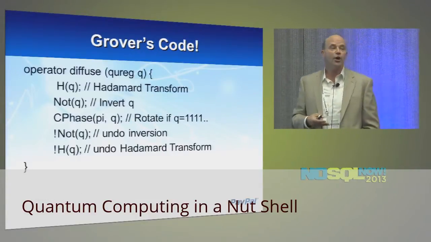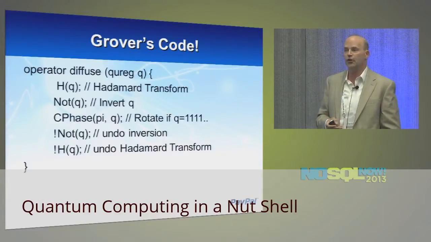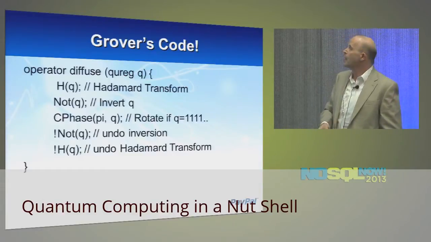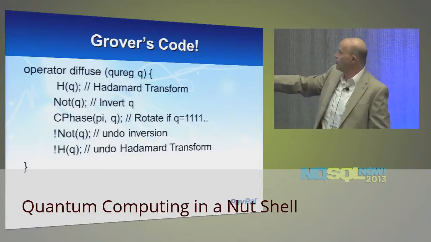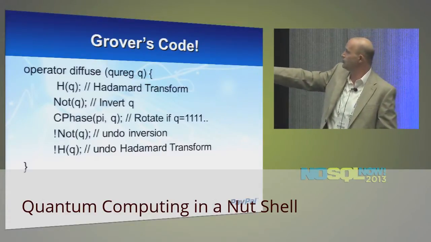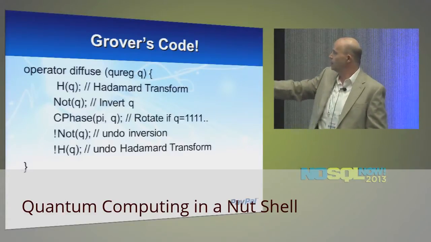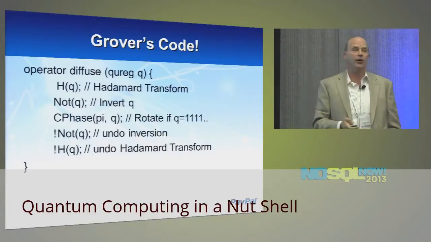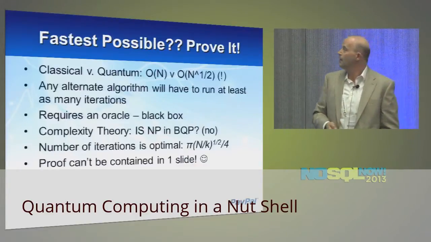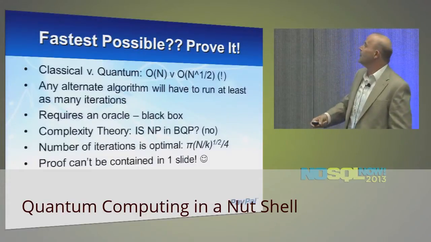If you wanted to write code for this, there's multiple languages out there. I use QCL for most things. This is an example of QCL for Grover's algorithm. You can kind of see, once again, what we do here. We use the H gate, that Hadamard transform. We do an inversion. We check the phase of the bit that we're looking at. Then we undo the inversion, undo the Hadamard transform, and lo and behold, the resulting bit has the answer that we want. It's actually true. That's exactly how it works.